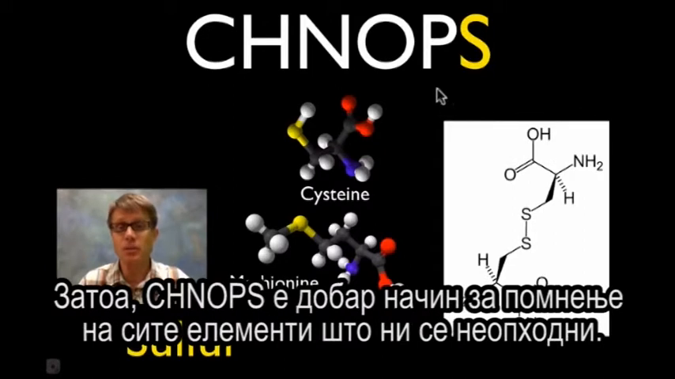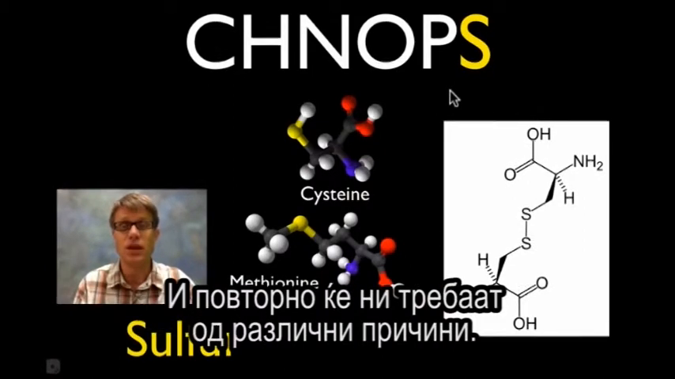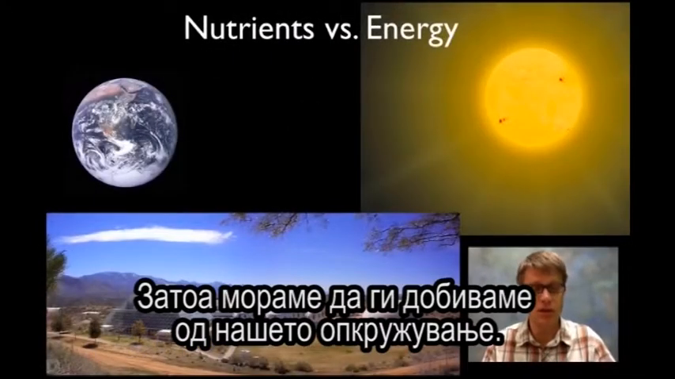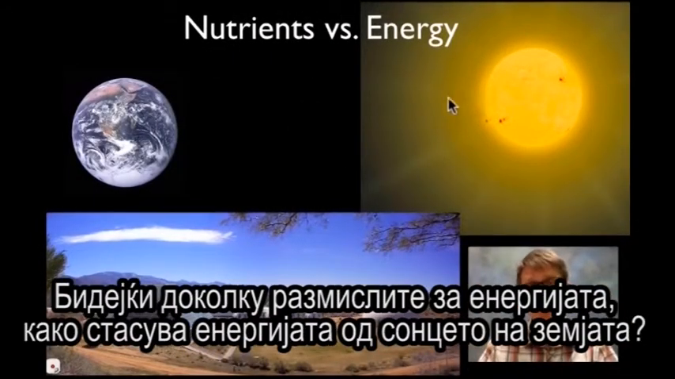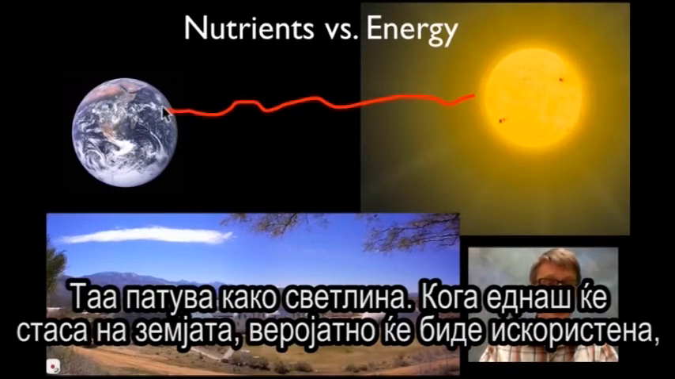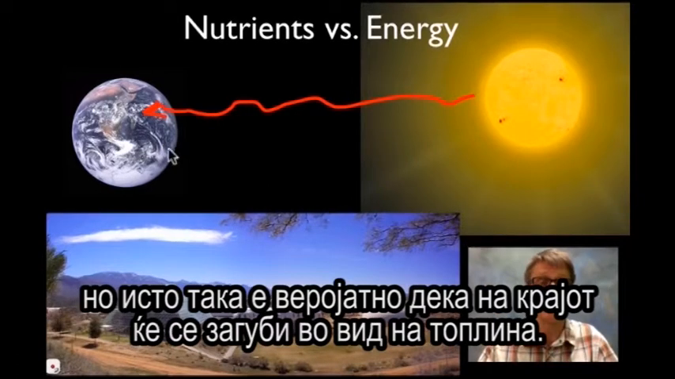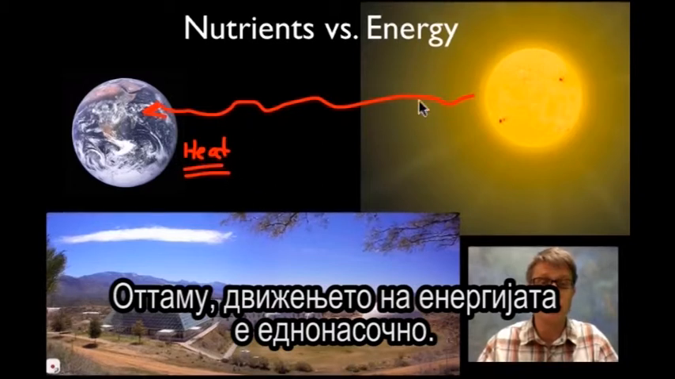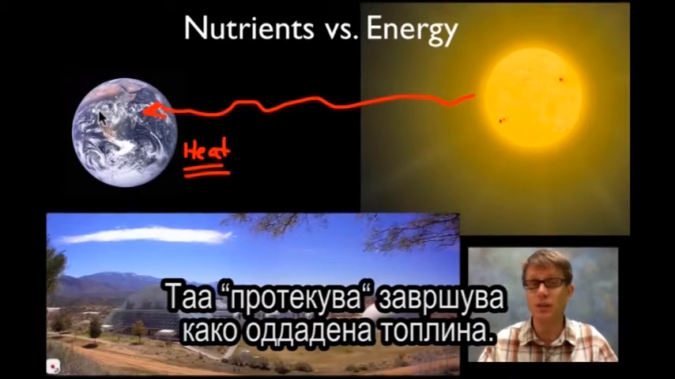And so schnapps is a good way to remember all the things that we need, and again, we need them for various reasons. And so we have to get them from our environment, because if you think about energy, how does energy get from the sun to the earth? It just travels as light. Once it gets to the earth, it's eventually used, but it also eventually ends up being given off as something called heat. And so the way that energy gets to our planet is one direction. It's going to move in one direction, then it eventually ends up as heat.